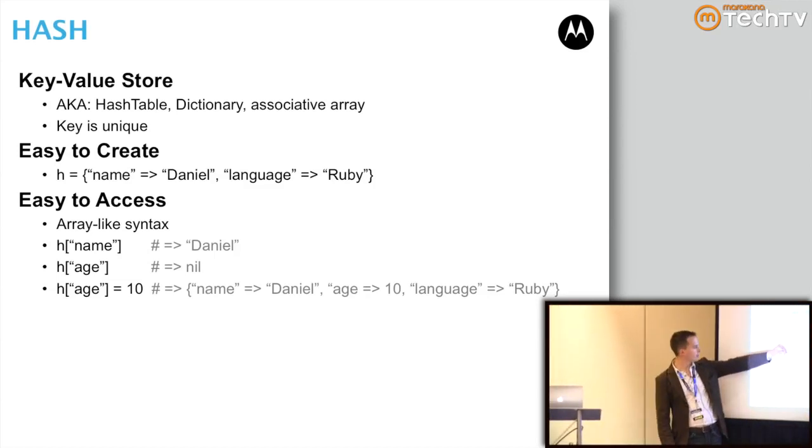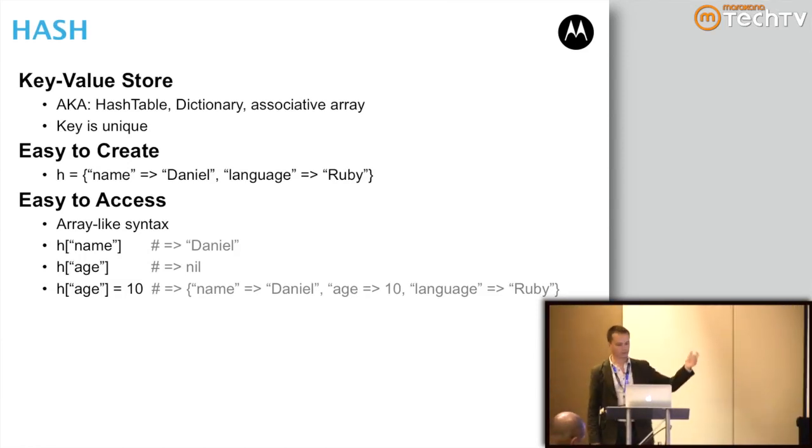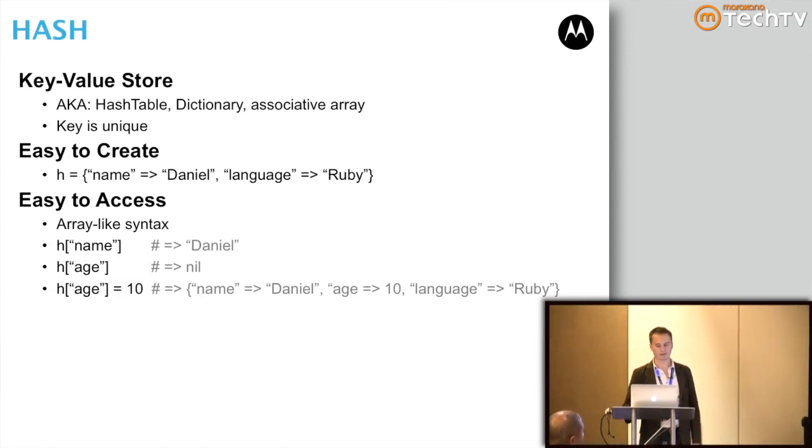Here I set a non-existent key to 10, or I could overwrite a key. If I set the name key, it would override my name and change it to something else. So now I've modified the hash with the age key and added that in there.